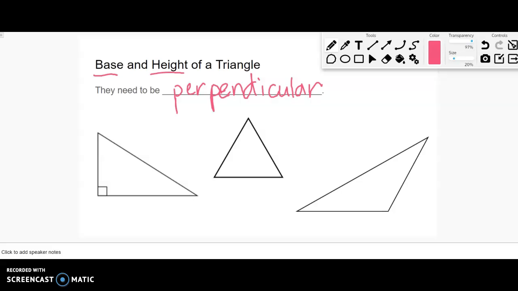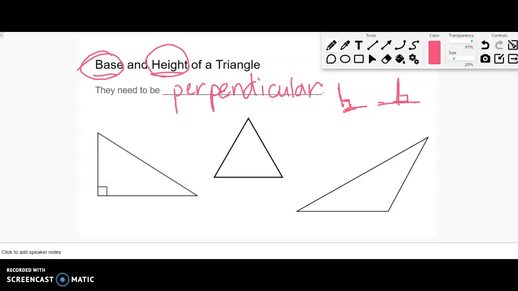Okay, now remember, perpendicular means they form a right angle. Usually there'll be that right angle symbol. Sometimes it'll be like in the middle, but they do need to form that right angle. Now the base is often the bottom, but not always, but we can always rotate it so that it ends up on the bottom. It will be one of the outside sides of the triangle. The height could be on the outside or could be on the inside.